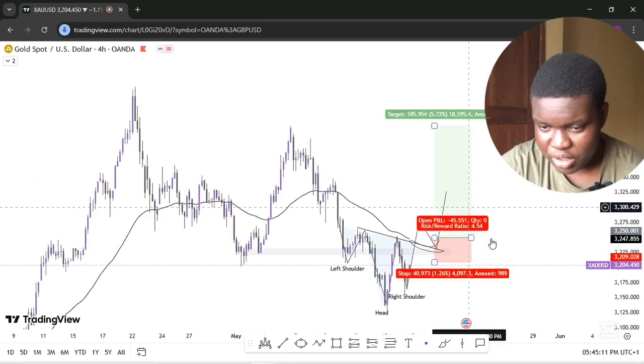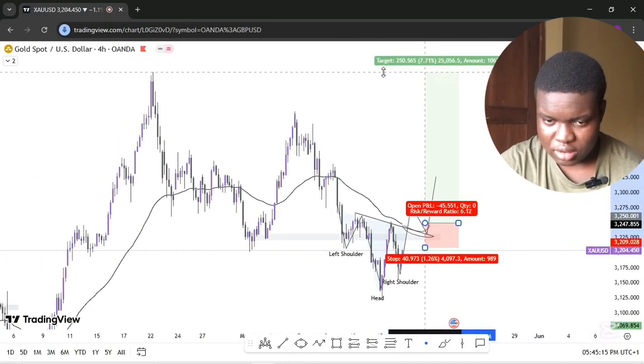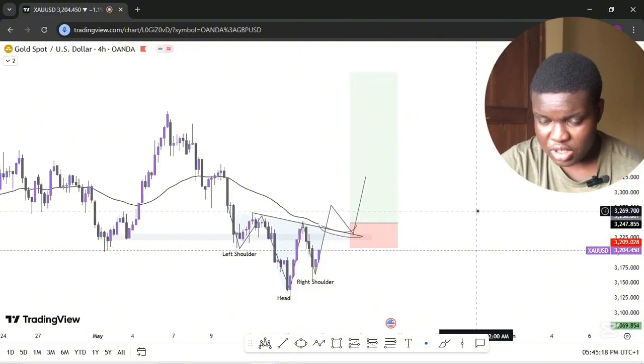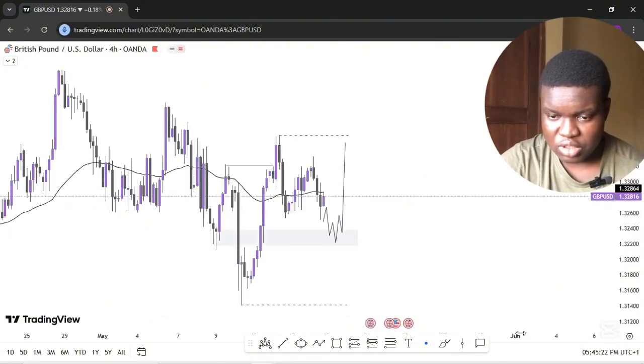This looks like a very big trade. So if something like this happens, we could even target these highs. So yeah, let's not get ahead of ourselves. To get that break and retest, those are the longs on gold.